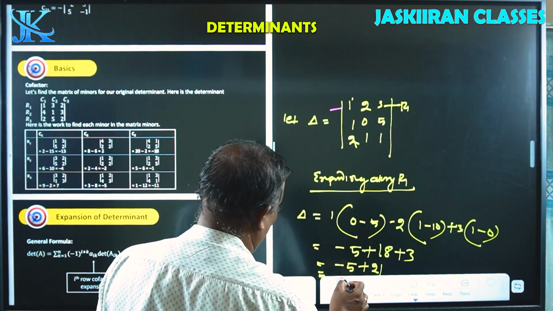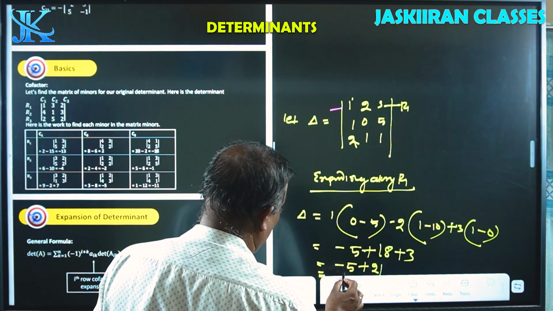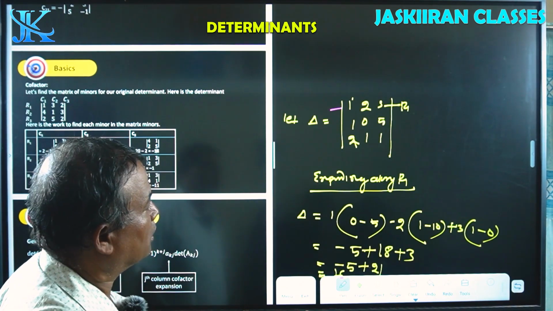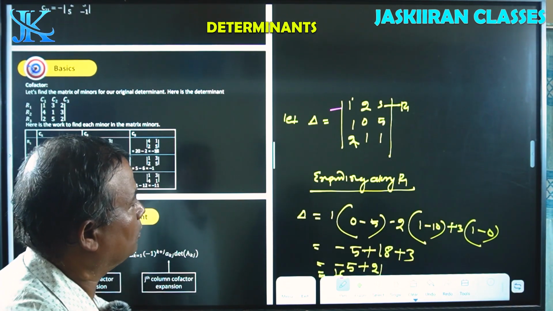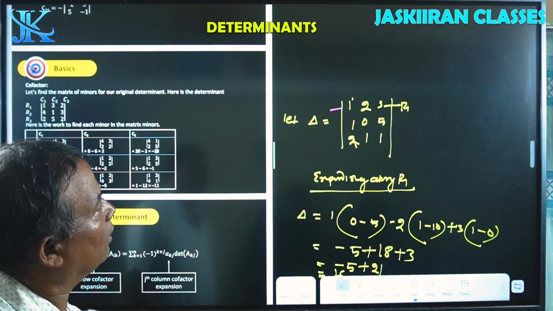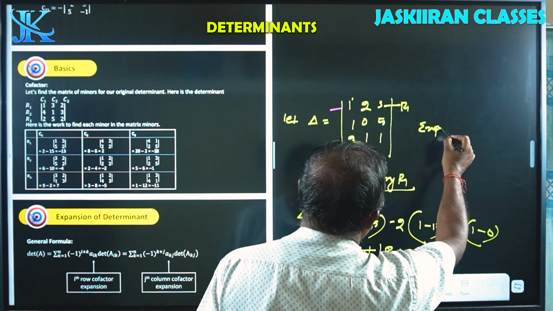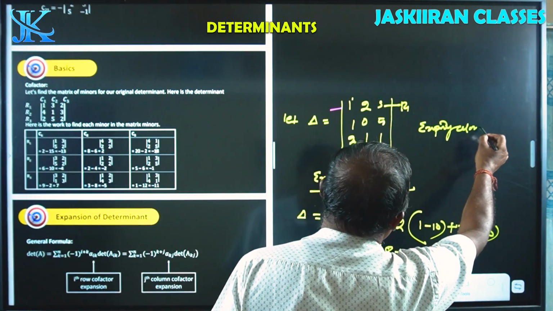So, 16. Minus 5 plus 21 is equal to 16. That is expanding along R1. Similarly, expanding along C1.